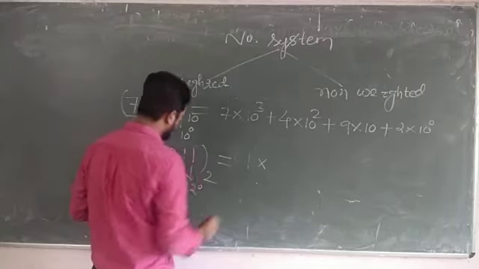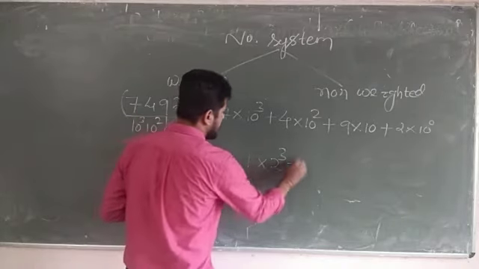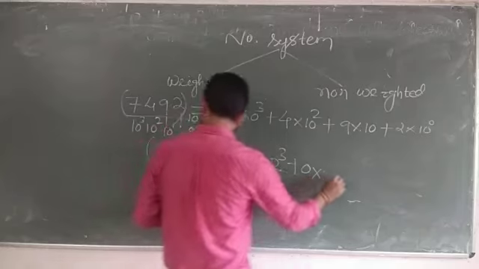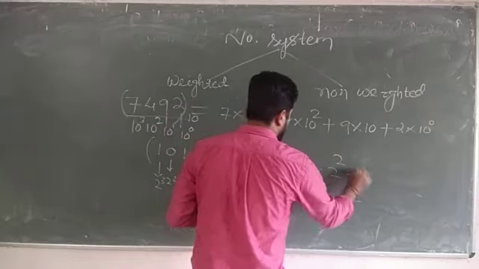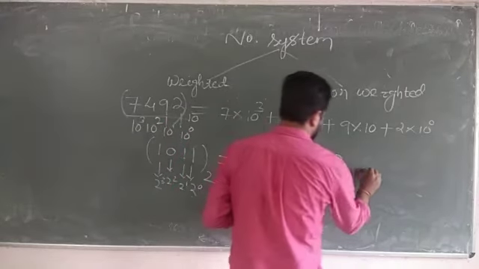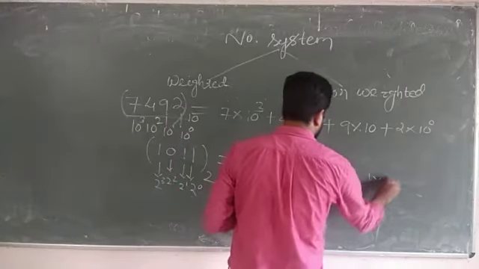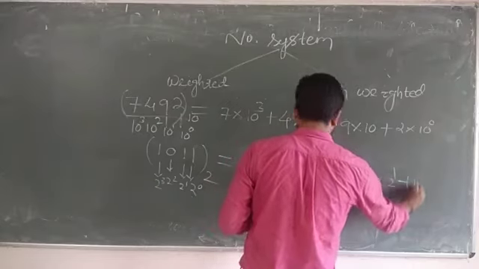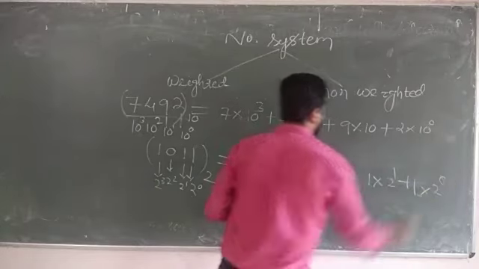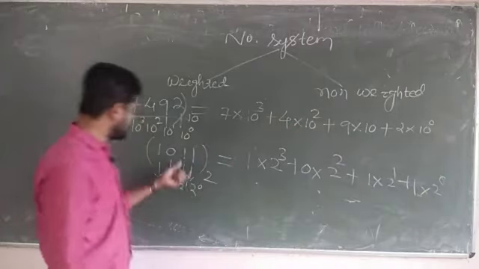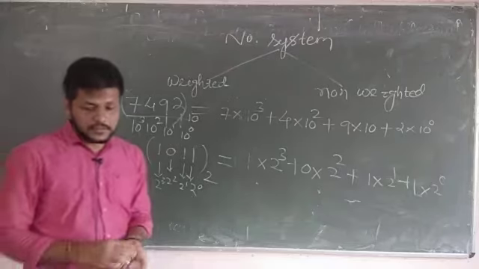So I can write 1 into 2 to the power 3 plus 0 into 2 square plus 1 into 2 to the power 1 plus 1 into 2 to the power 0. This is the actual number, which I can write in this manner.